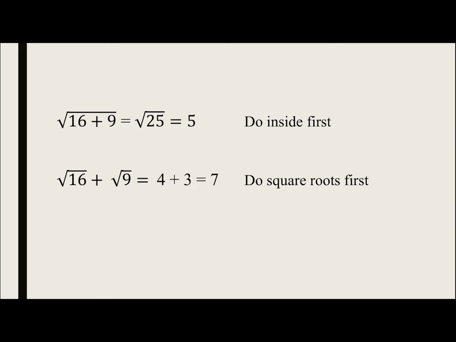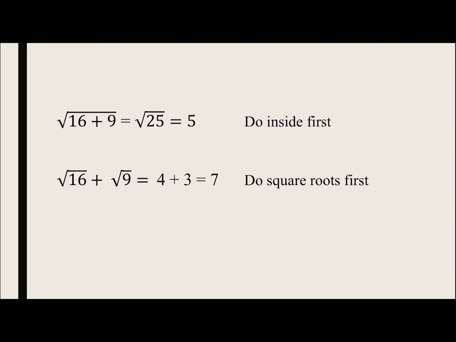Okay, here are two problems that look very similar, but the order you do them in is important. The first one, 16 plus 9 is inside the root. It's all inside that whole root, so you do what's inside first. 16 plus 9 is 25. The square root of 25 equals 5.